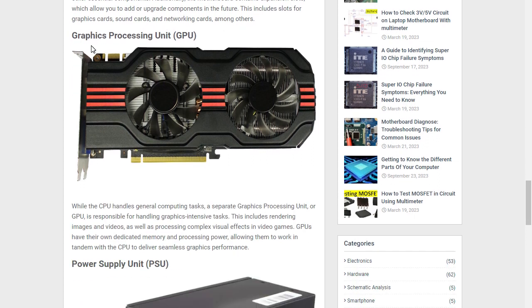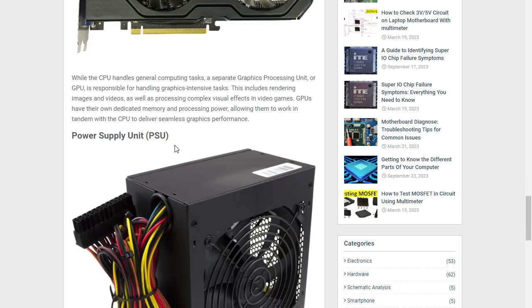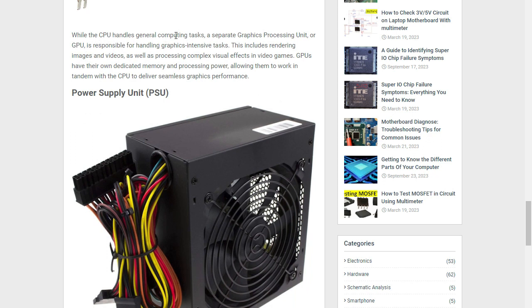Here we have the graphic processing unit, which we call GPU. The processor we call CPU, and the graphic card GPU. While the CPU handles general computing tasks, a separate graphic processing unit, or GPU, is responsible for handling graphics-intensive tasks. This includes rendering images and videos, as well as processing complex visual effects in video games. GPUs have their own dedicated memory and processing power, allowing them to work in tandem with the CPU to deliver seamless graphics performance.